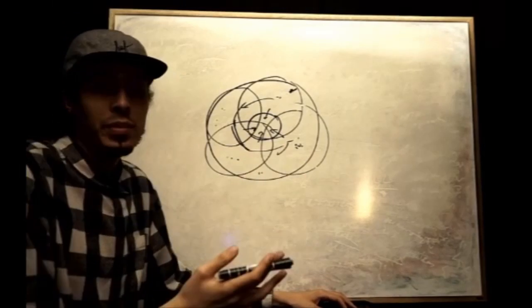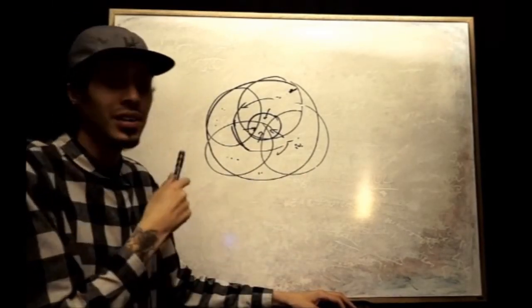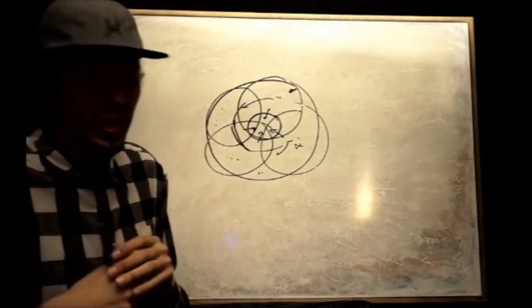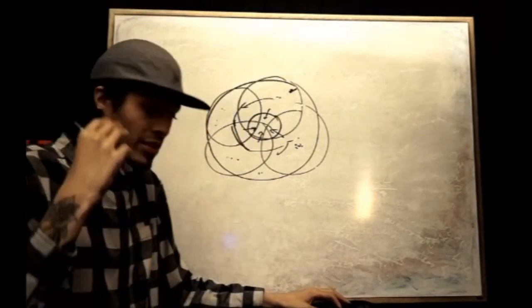You're probably saying, what do you mean? What do you mean different intelligence systems? I can see, I can hear, everything's working. Well, these are faculties of the mind.